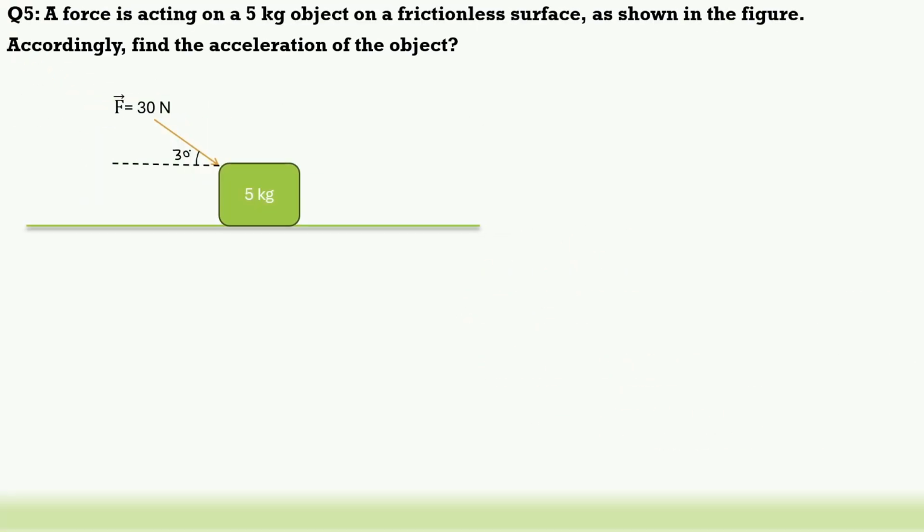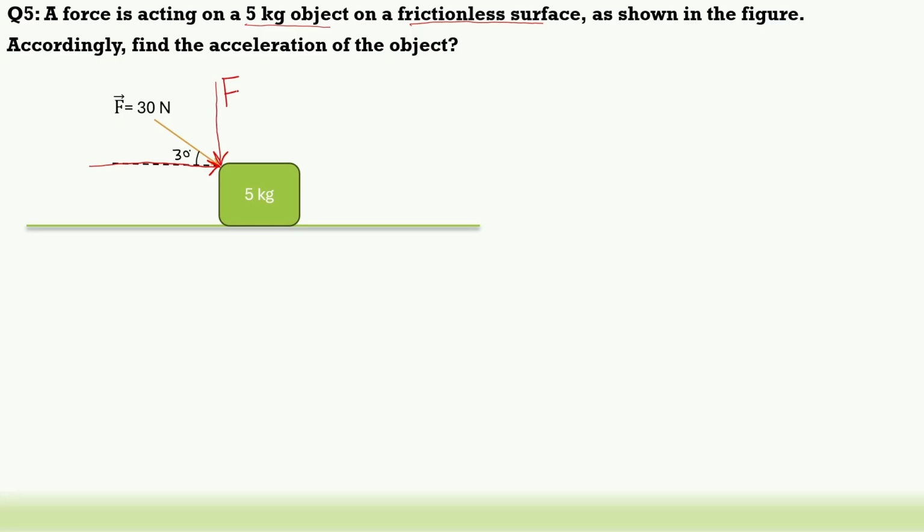Okay, now question 5. A force is acting on a 5 kilogram object on a frictionless surface as shown in the figure. As you can see, the force is acting at a 30-degree angle, so this force isn't on the horizontal axis, also not on the vertical axis. In this case, firstly, we should calculate the components of this force. Therefore, let's split up the force into x and y components. This is the x component and this is the y component.